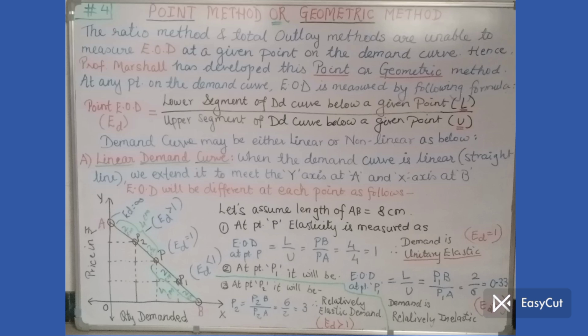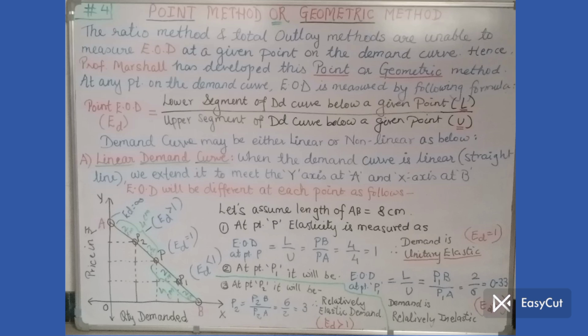First type, linear demand curve. When the demand curve is linear, that is a straight line, what we have to do is extend the demand curve on both the ends, to both the sides, to meet the x and y axis. Wherever our demand curve is meeting the y axis, we are naming it as point A, and wherever it is meeting the x axis, we are naming it as point B, which I have shown in red pen. We have extended our original demand curve and we got these two points, point A and point B.